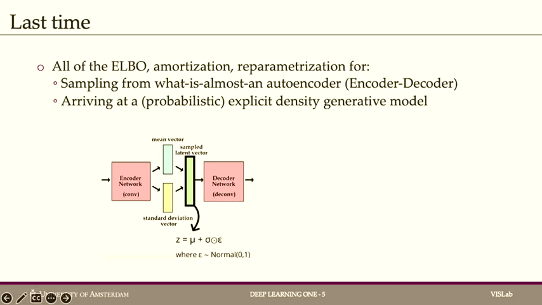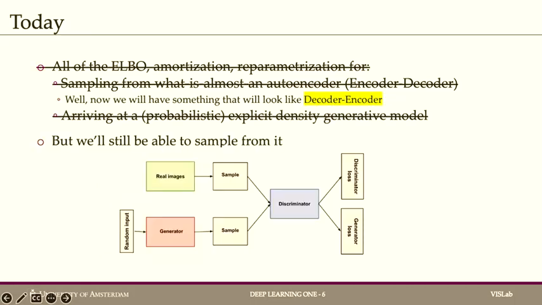So this is the image we had last time. And today, we're going to put that aside, and now we'll have something that almost looks like a decoder-encoder structure, and we'll be able to sample images from it. It will look like described at the bottom. We'll have real images from which we sample, that's just generation of a batch. And below that, we'll have some random noise as input. Then we'll have a network that generates new samples, in this case new images.